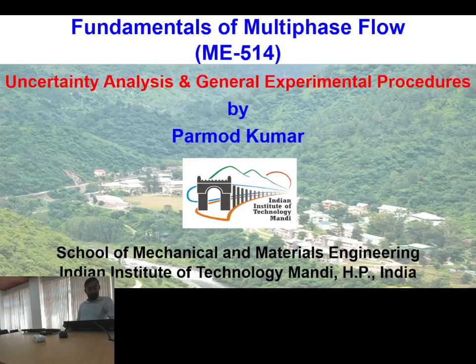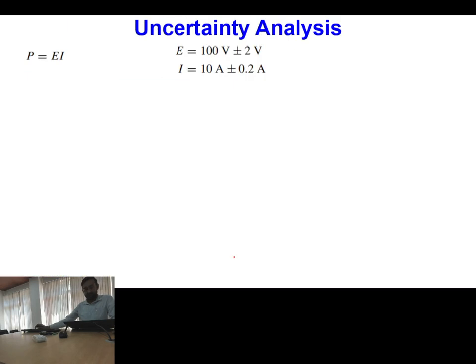Good afternoon. So, this is lecture number 32, and today we will talk about uncertainty analysis and general experimental procedures. If you recall from the previous lecture, I had given a little bit of an idea about uncertainty. So, let me repeat that again. Typically, when we do experiments, there are certain things which are called errors, and there are some things which are called uncertainties.